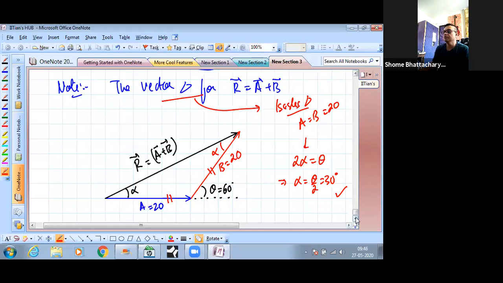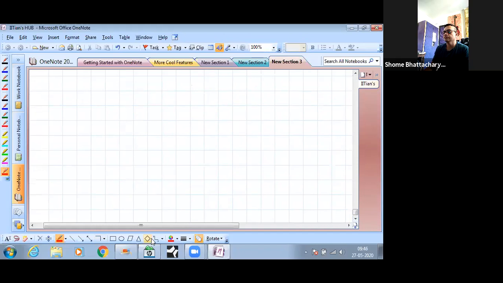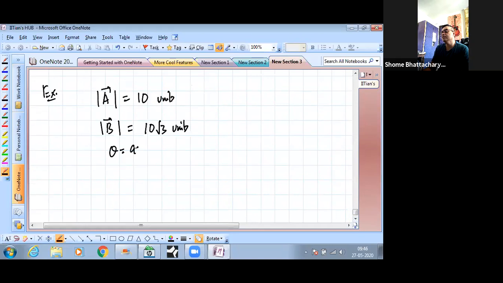Let's take another example to understand this now. Magnitude of the vector A is, let us say, 10 units, and the magnitude of the vector B is, let us say, 10 root 3 units, and theta is equal to 90 degrees between A and B.